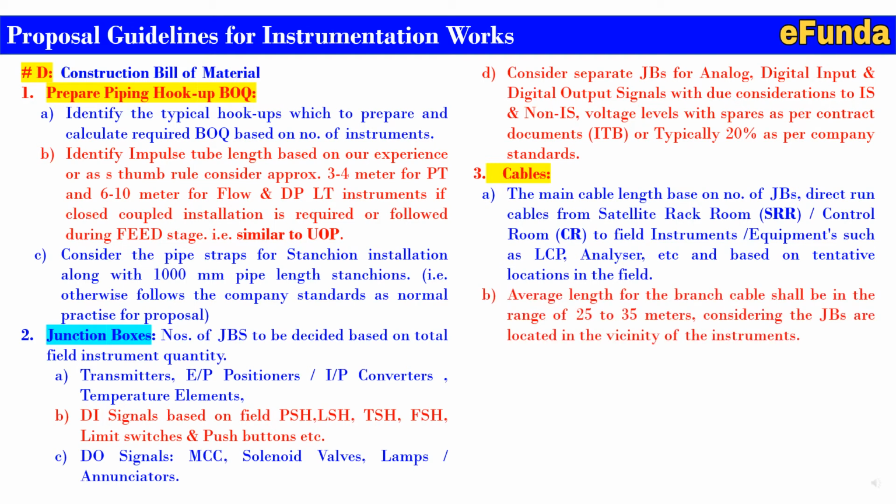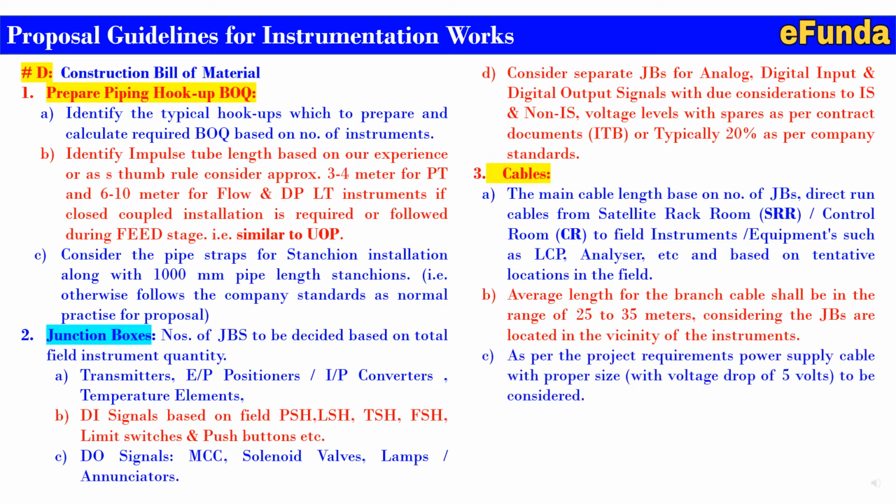B. Average length for the branch cable shall be in the range of 25 to 35 meters, considering the JBs are located in the vicinity of the instrument where the skids or the equipment are located. C. As per the project requirement, power supply cable with a proper size, with a voltage drop of 5 volts, to be considered as a proposal basis.